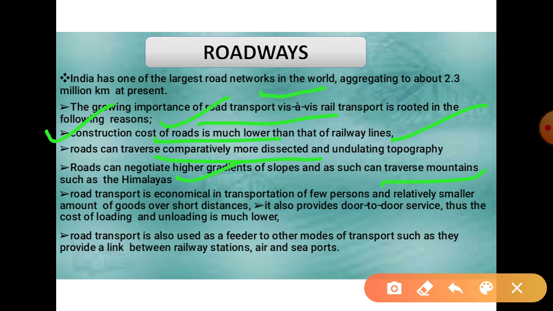Road transport is economical in transportation of few persons and relatively smaller amounts of goods over short distances. So basically road transport is very efficient or useful for short distance, for few persons and relatively smaller amounts of goods. It means for short distance, goods are small, persons are few, so it is a very efficient or economical transportation mode. But if the distance is more, the road transport is not as fruitful.